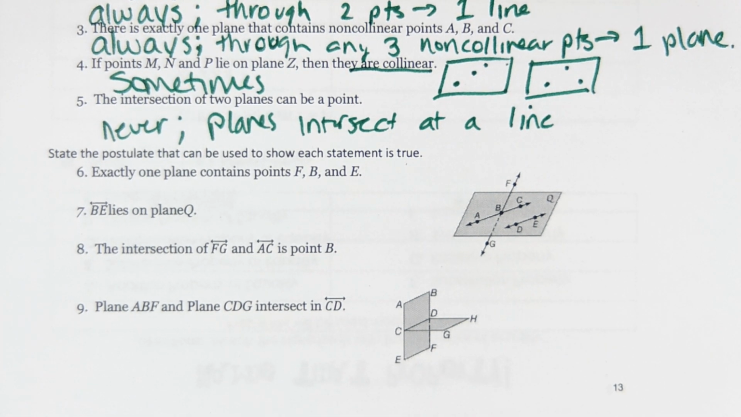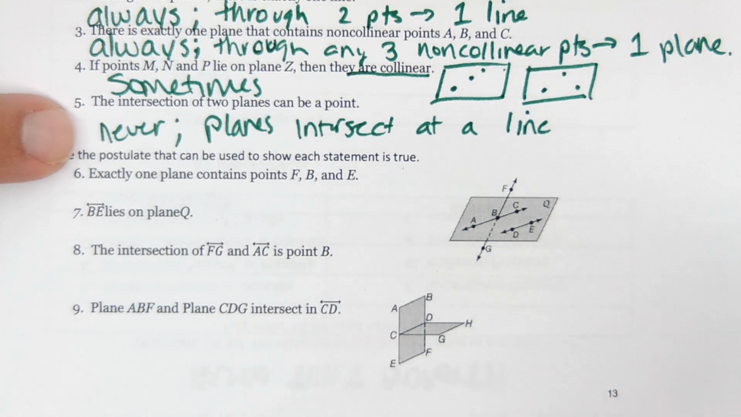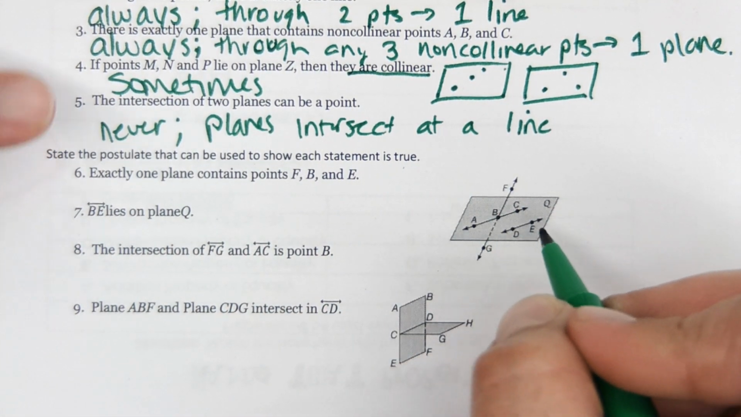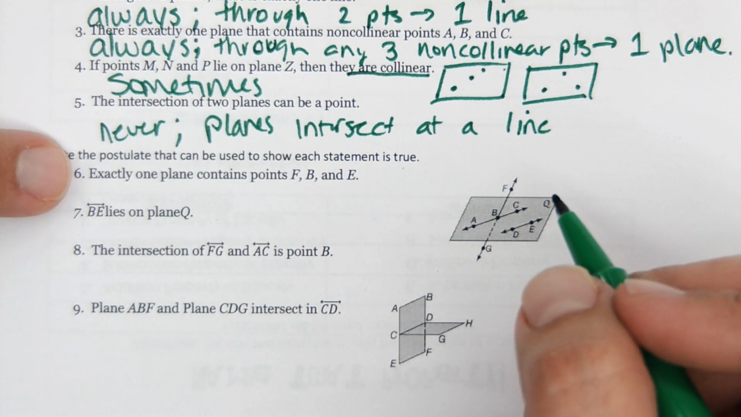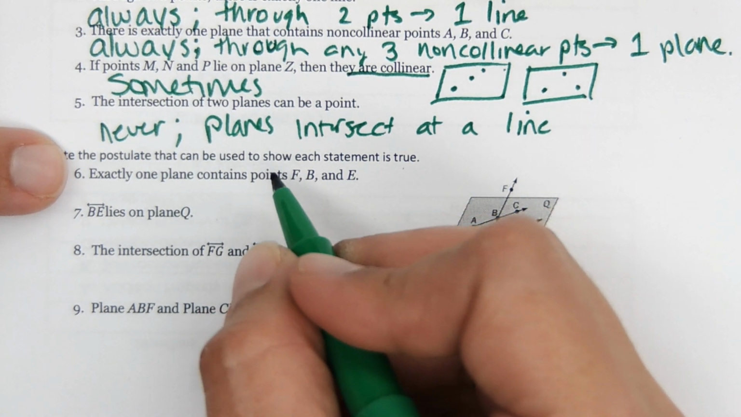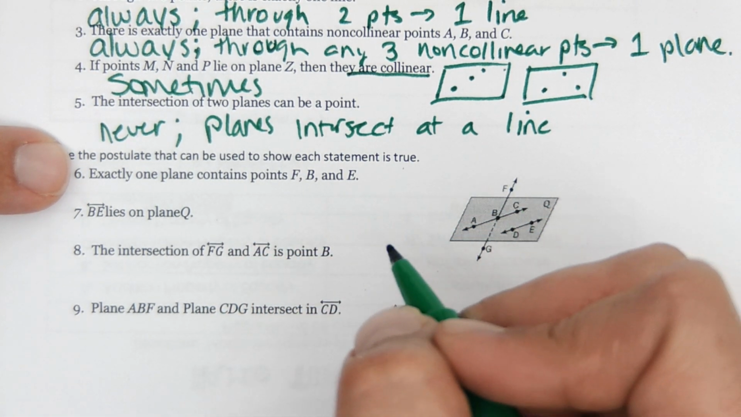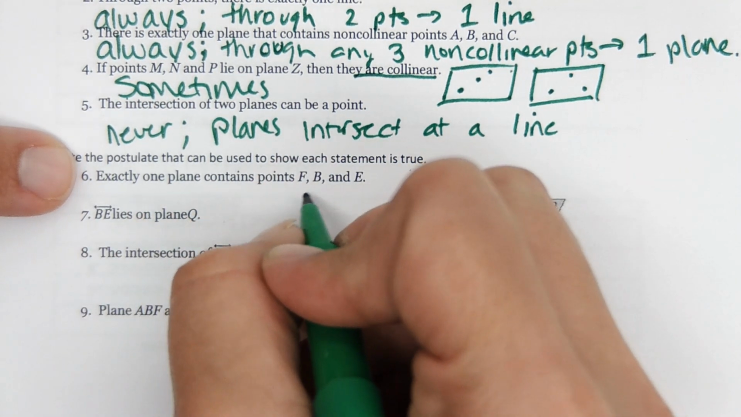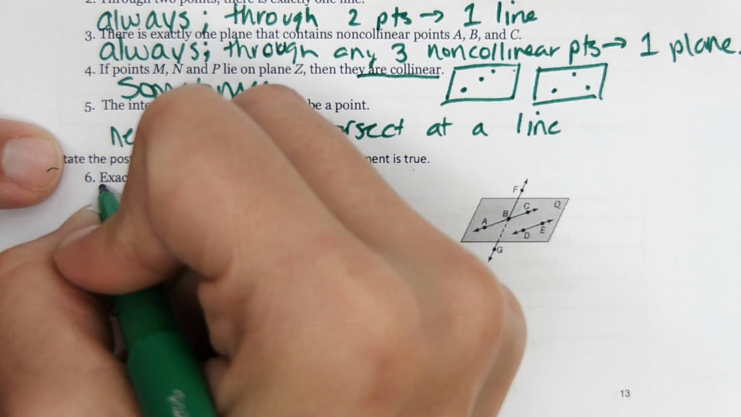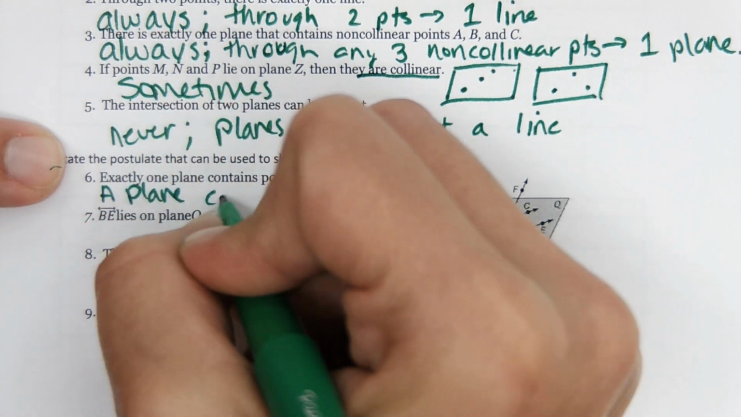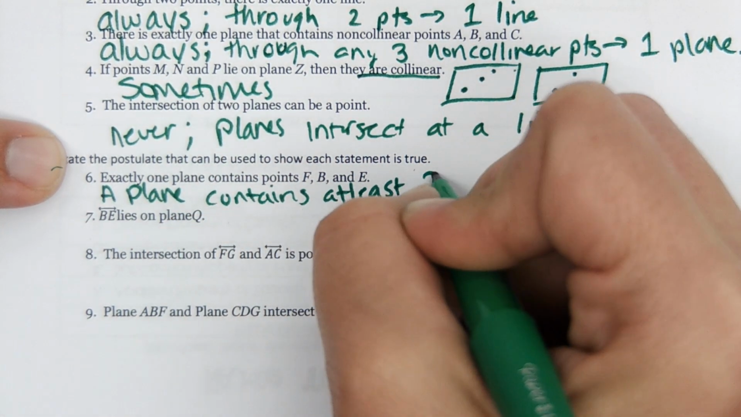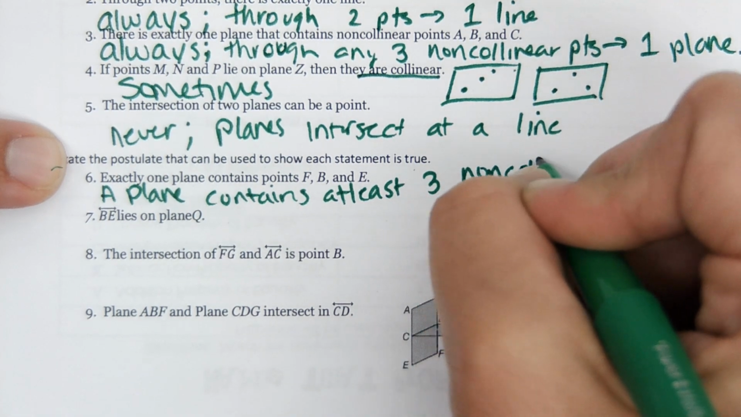Okay, so 6 through 9, similar. It just says state the postulate that can be used to show each statement is true. It also gives you a picture over here too. For number 6, exactly 1 plane contains points F, B, and E. Well, any plane contains at least 3 non-collinear points. A plane contains at least 3 non-collinear points.